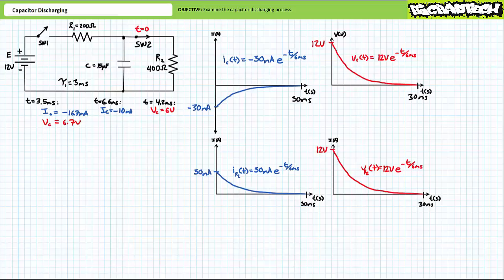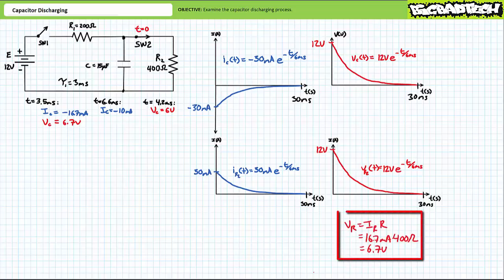Given the discharging capacitor and resistor 2 are the only elements in the series circuit, any rise induced by the capacitor must also be dropped across R2. If the instantaneous value of voltage across the capacitor at 3.5 milliseconds happens to be 6.7 volts, the instantaneous value of VR2 must also be 6.7 volts at this same time. A simple Ohm's law manipulation supports this conclusion because 16.7 milliamperes of current traveling through R2, a 400 ohm resistor, would indeed experience a 6.7 volt drop.